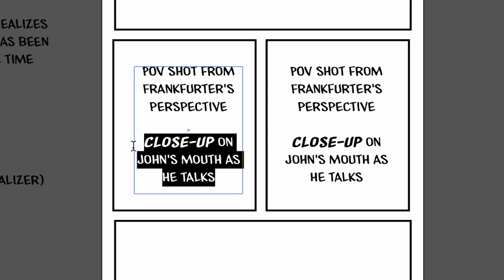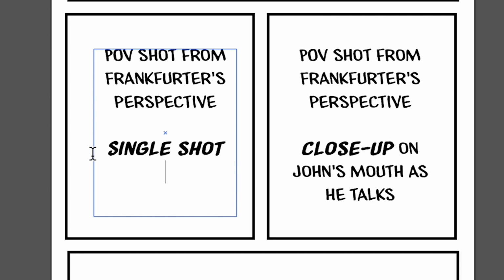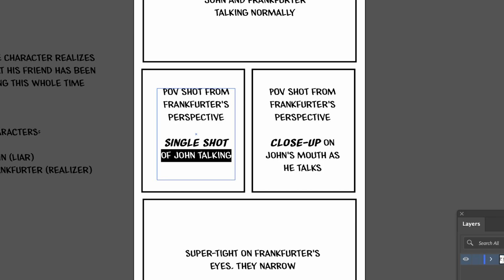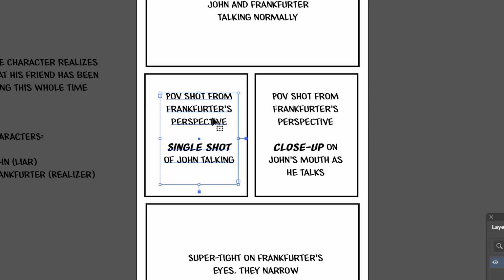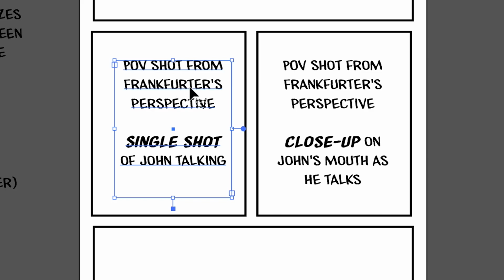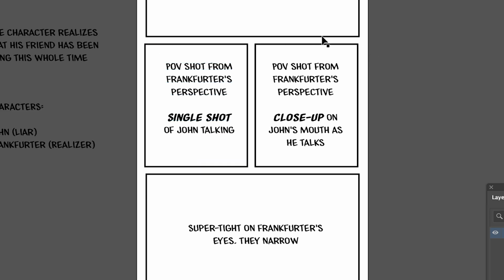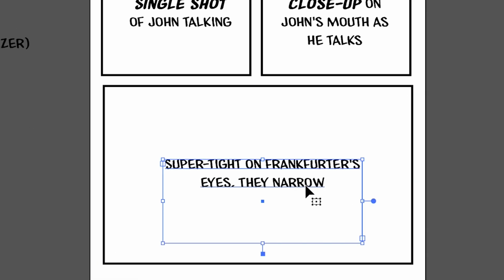So it's like a single shot of John talking. So now what we've done is we've extended the amount of time it takes for Frankfurter to realize that John is lying. Because it cuts to a POV shot of John talking from Frankfurter's perspective, it's John's whole head, and then we zoom into his mouth. And so we've extended the amount of time that it takes Frankfurter to process John's words, and we've extended that realization time. We've added to the drama, and then you earn this moment of his eyes narrowing even more.